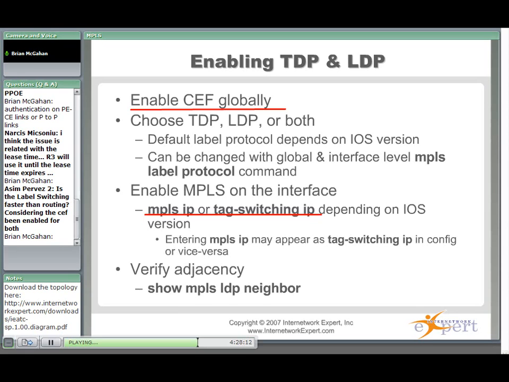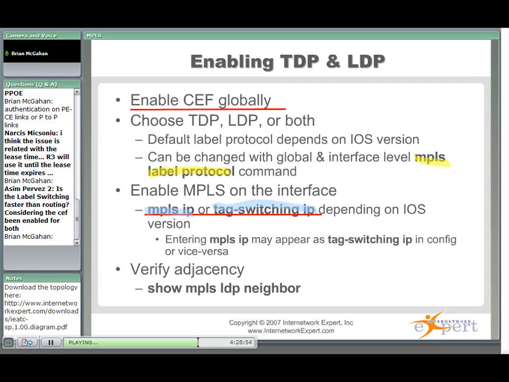Okay, now the configuration of these protocols is very straightforward. It's basically two commands. First off, you enable CEF globally. You say ip cef. Then at the interface, you say either mpls ip or tag-switching ip. Both of those commands are going to do the same exact thing. It depends on what version of IOS you're running. You'll see sometimes that when you enter mpls ip, it will show up as tag-switching ip, or vice versa. But they're essentially doing the same thing.